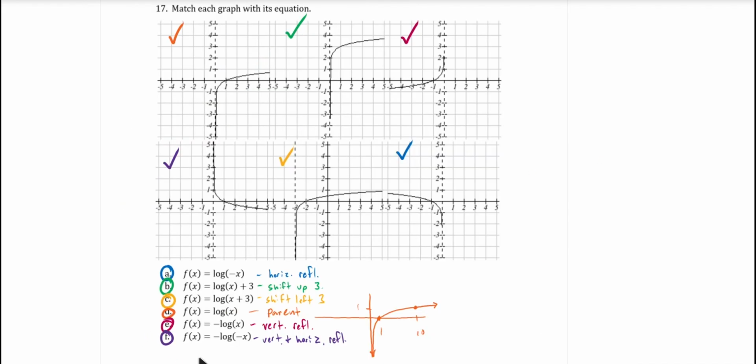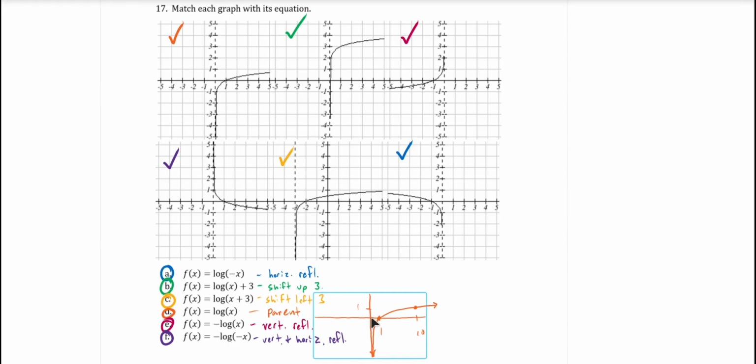Okay, one more quick look back at the function transformations. This is similar to the first problems. We want to identify a parent function and give that a sketch. We want to identify each one of the transformations at play: horizontal reflection, upward shifting by 3, leftward shifting by 3, vertical reflection, and vertical and horizontal reflection. And then we want to pick which graphs do that.